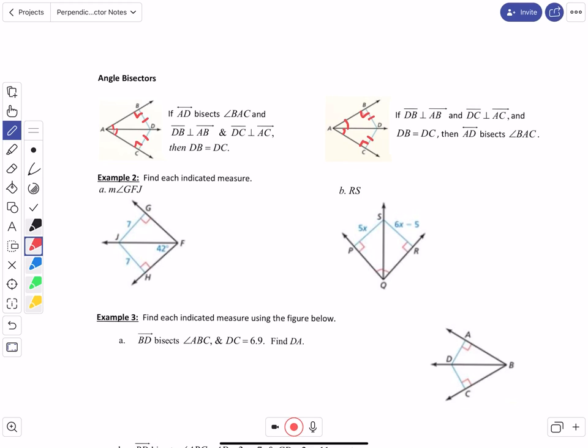Okay, so very similar to perpendicular bisectors, but now we know that the angles are being cut in half. So for this one, since we know that these are perpendicular, and since we know that these are both 7, meaning those are congruent, we can conclude that these angles are congruent. So since this angle here is 42 degrees, this angle is 42 degrees. And it wants to know angle GFJ. So that would be 42 degrees.